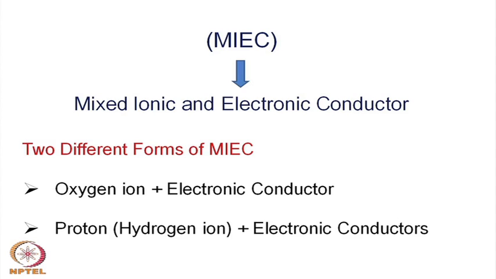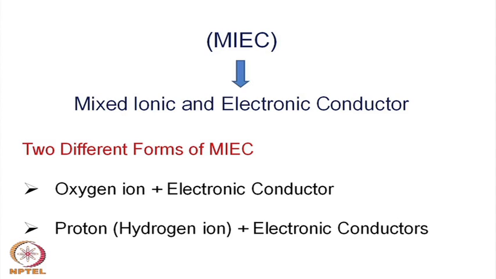We have come across oxygen ion conductivity in YSZ, which is of course a pure ionic conductor with no electronic conductivity. But there are some other oxides, mixed oxides, perovskite based, we will see what those are, in which we have oxygen ion conductivity in addition to electronic conductivity. So, in the same material we have both.